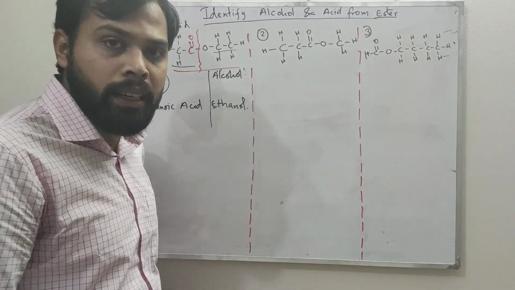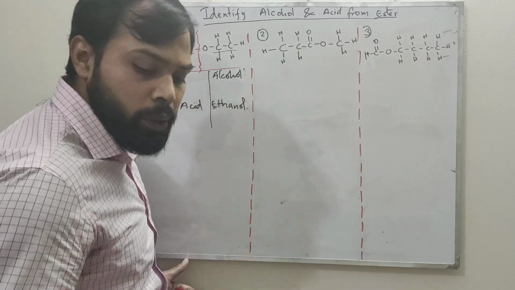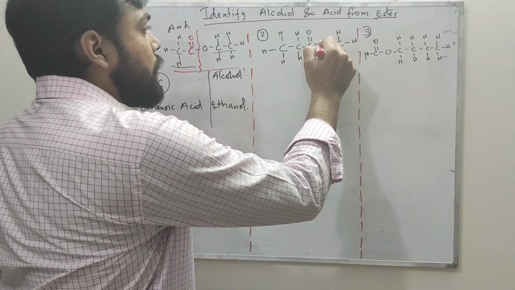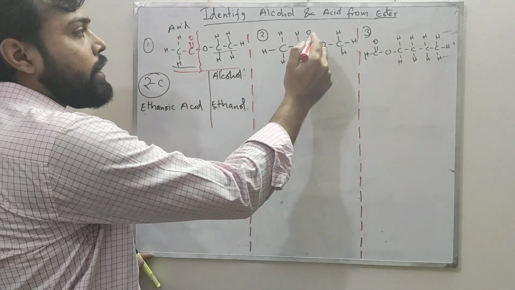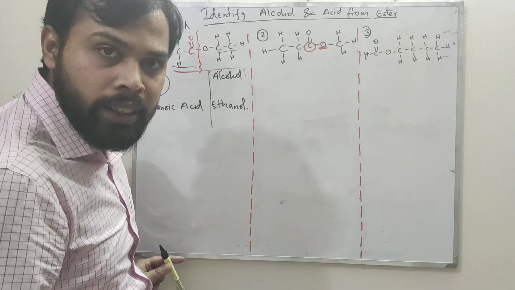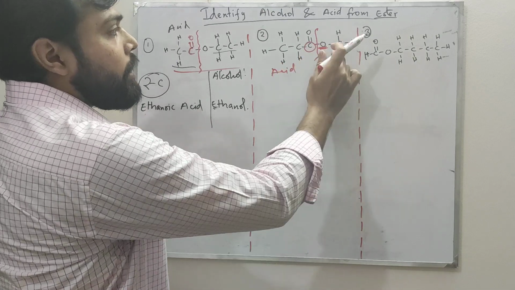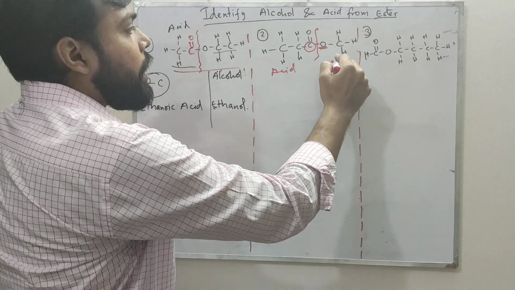Got it? Okay. So this is how you find the acid and the alcohol from an ester. Let's do the second example. What you have to do is just separate. So there is an oxygen. See, this is your ester part. So this side, this carbon has a double bonded oxygen, right? So this is your acid part, and the other part is your alcohol.